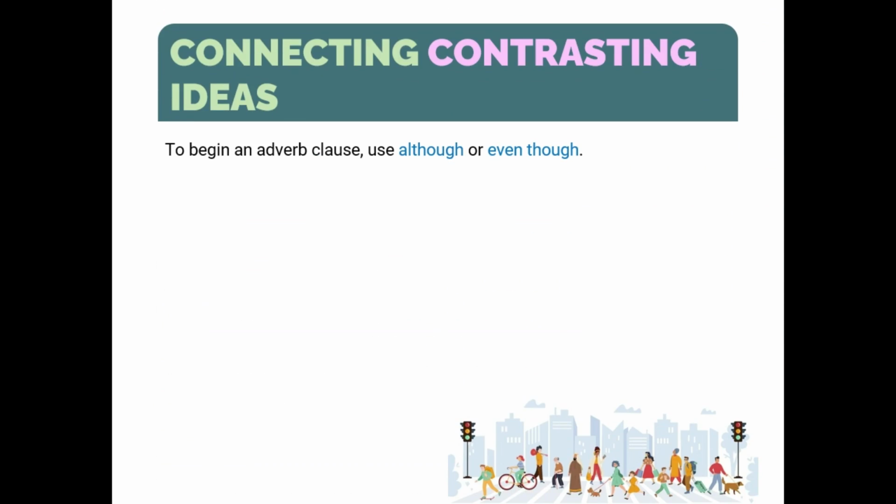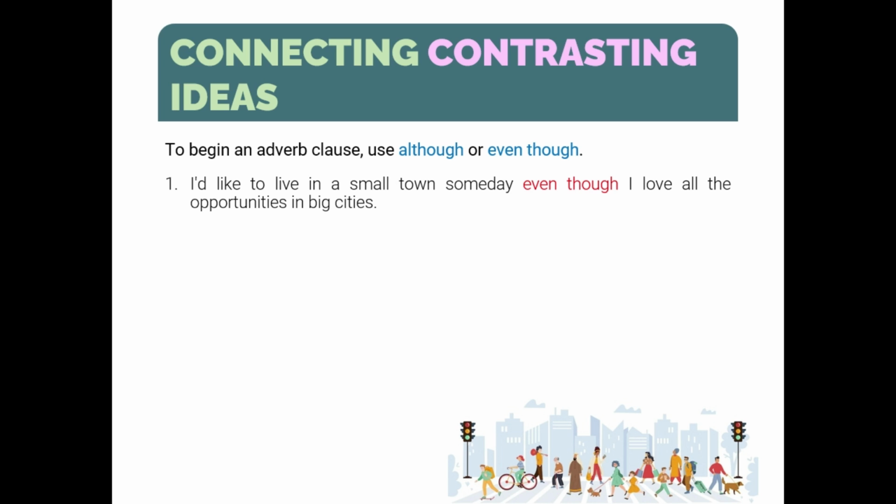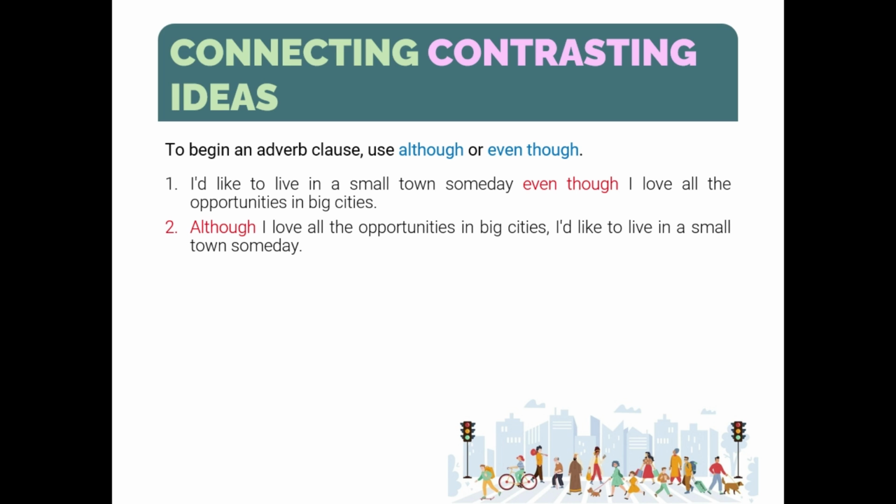Now, to begin an adverb clause, use although or even though. For example, number 1. I would like to live in a small town someday, even though I love all the opportunities in big cities. Number 2. Although I love all the opportunities in big cities, I would like to live in a small town someday.